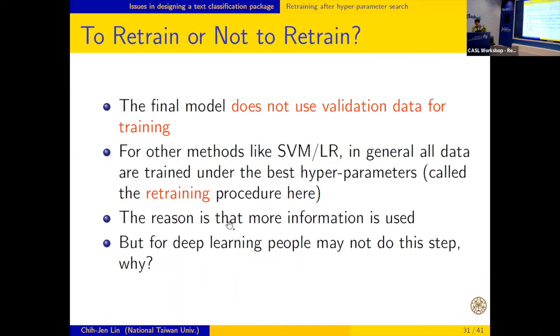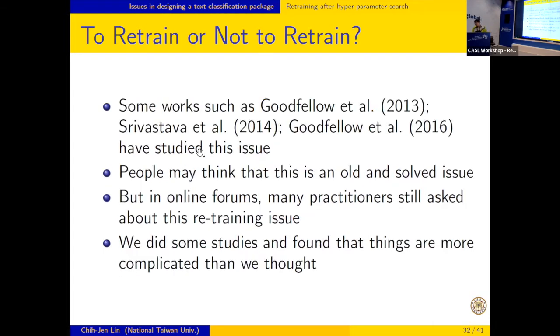An apparent reason for doing that is because more information is used. Now you include the validation set. But then we ask a question: why, for deep learning, people may not do such a step? But in fact, in the deep learning community, people have realized such an issue, and there are already some studies.